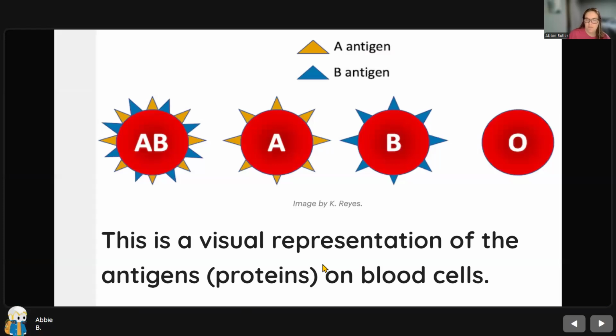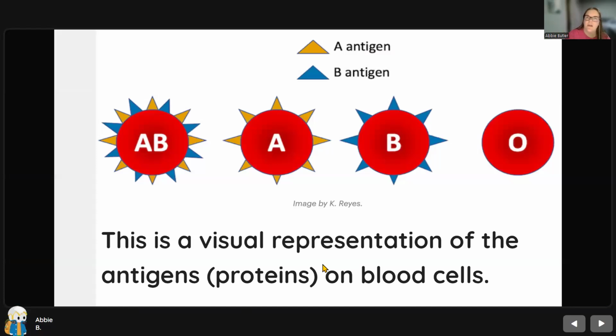Your blood is a complex tissue made of many cells. Red blood cells, one of them. You also have white blood cells, platelets, and then the fluid portion of your blood is called plasma. These are showing you the red blood cells, and these are showing you the surface proteins called antigens that give you these unique characteristics. Just like you have unique characteristics to your body, your hair color, your eye color, if you have freckles or not, your red blood cells have unique characteristics too, like so, sticking out of their cell.